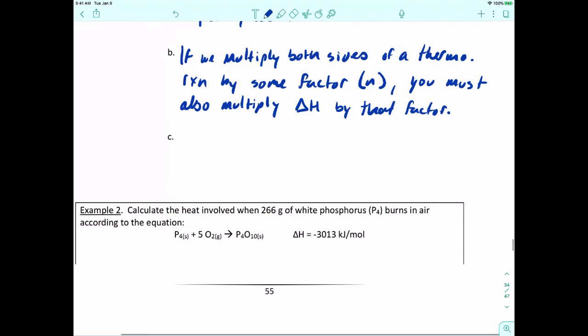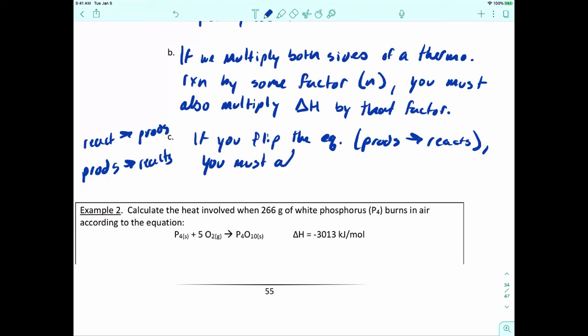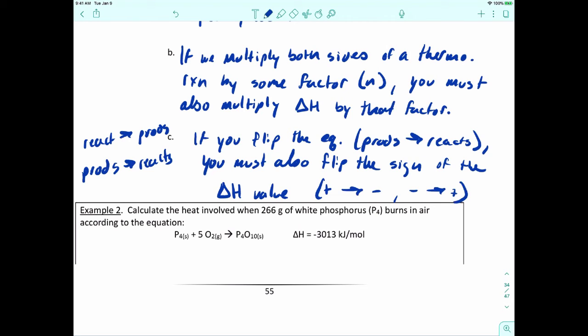Okay. Finally, if you have to flip an equation, so let's say instead of having reactants going to products, you have to write it as products going to reactants. So you have to rewrite it backwards. If you do that, you must also flip the enthalpy sign. Okay. So if you flip the equation, so meaning products become reactants, you must also flip the sign of the enthalpy value. So if it's positive, it becomes negative, or negative becomes positive, depending on how you've got it.